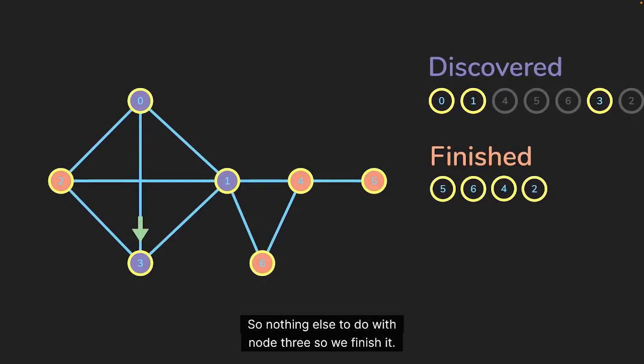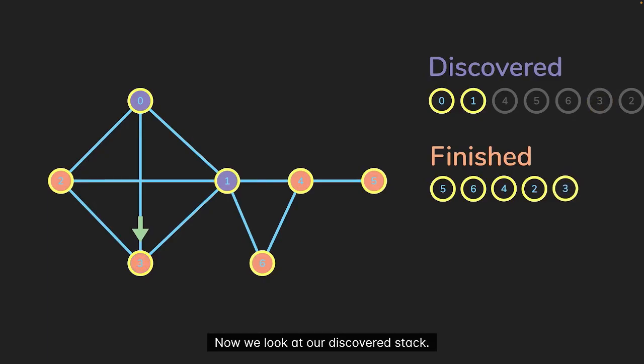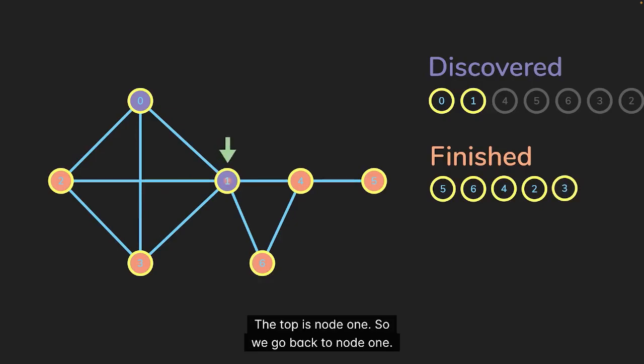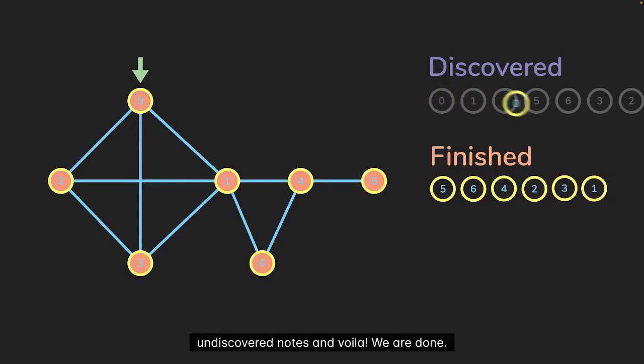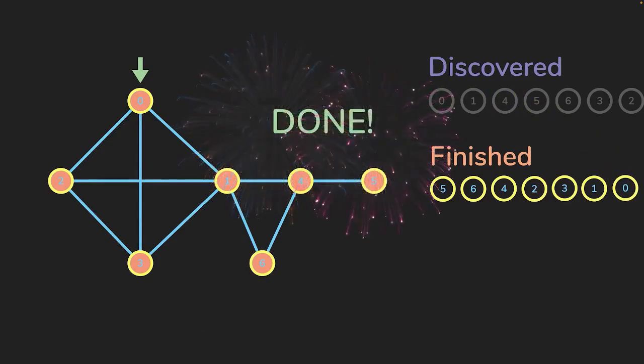So nothing else to do with node 3, so we finish it. Now we look at our discovered stack. The top is node 1, so we go back to node 1. Nothing else to do with node 1, so we finish it. And then our last node, which is actually our original node, the first node we discovered. So we finish that too, since there are no more undiscovered nodes, and voila, we are done.